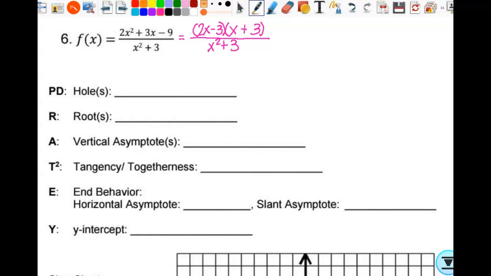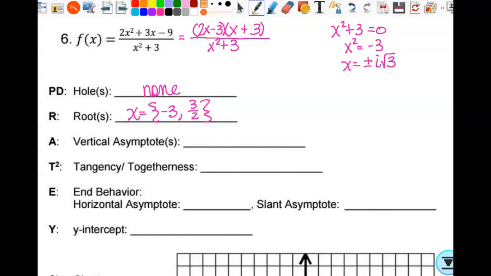All right. Do I have any point discontinuity? No, I do not. My roots come from the numerator, so I do have negative 3 and a positive 3 halves. Do I have any vertical asymptotes? No, your vertical asymptotes come from the zeros of the denominator. So here's what happens if we set the denominator equal to 0. X squared plus 3 equals 0. So x squared equals negative 3. So x equals plus or minus i times the square root of 3.